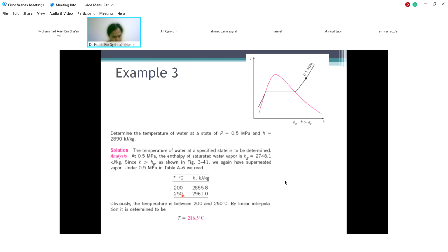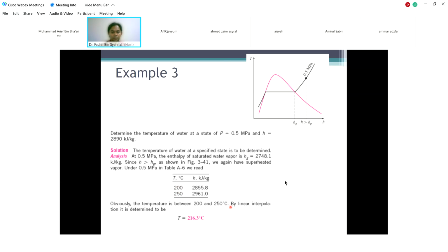Okay, so you can also refer to Table A6 in your booklet. At the same 0.5 megapascal column, they have enthalpy 2855.8 and 2961. For both values, the respective temperatures are 200 and 250. So the temperature that we are going to find is in between these two values, 200 and 250.